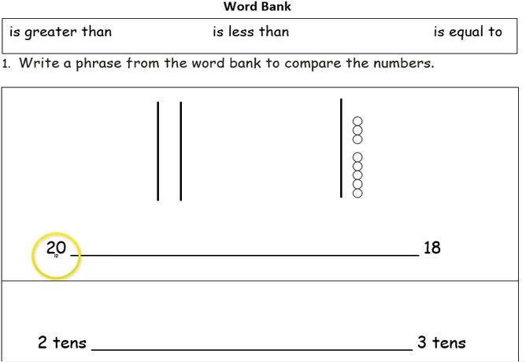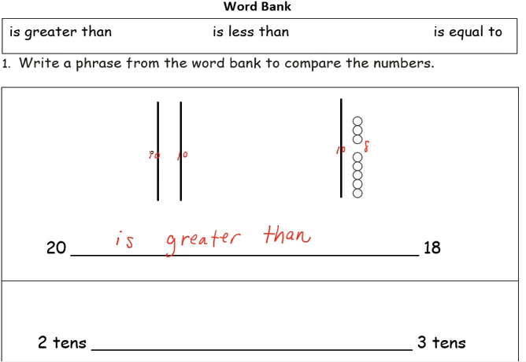So for example, I'm going to start with the number 20 and I'm comparing it to the number 18. I have some pictures to help me. Each of these sticks would represent a group of 10. So I have 20 on the left and then 10 and 8, or 18, on the right. Because 2 10s is more than 1 10 and a group of 8, 20 is greater than 18. So I'll write that as my statement. 20 is greater than 18.